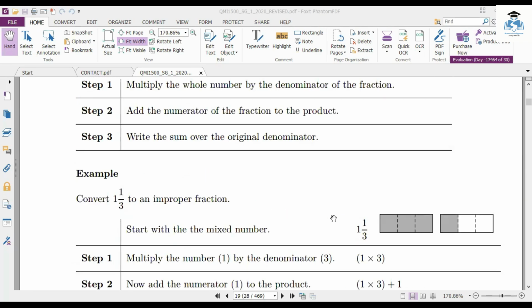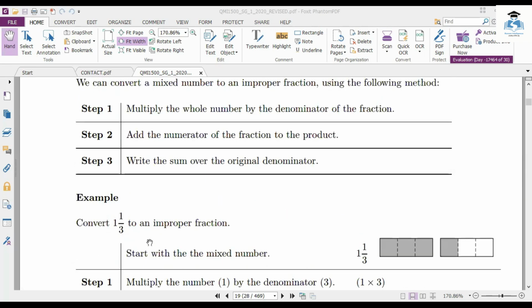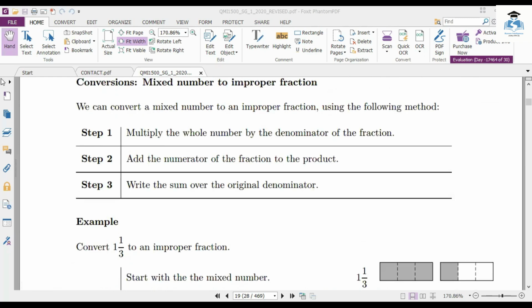All right. So sometimes they say change this mixed fraction to improper fraction. So what you do, first you multiply 3 by this whole number. So 3 times 1, that's 3. Then you add this one, 3 plus 1 over 3. So it will be 4 over 3. To change it back, how many times does 3 enter into 4? 1, remainder 1, then over the denominator. That's how you change.